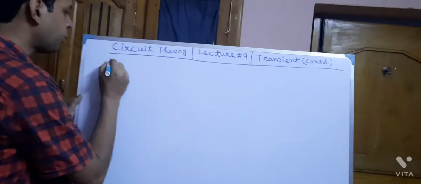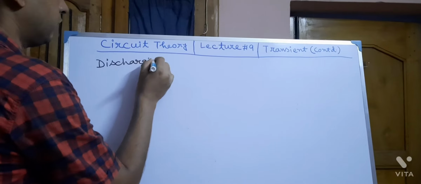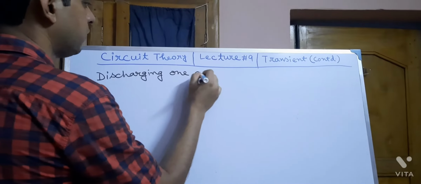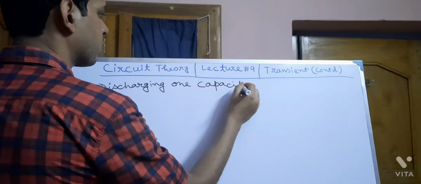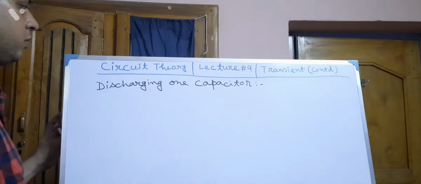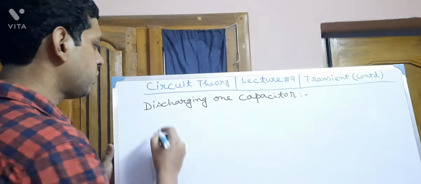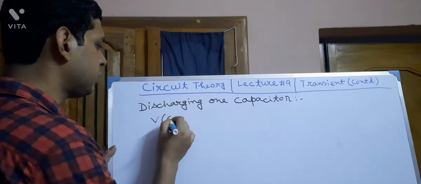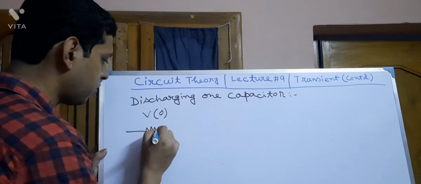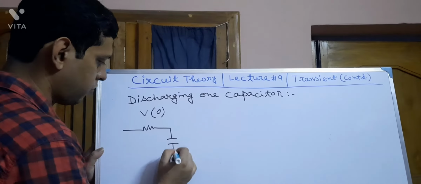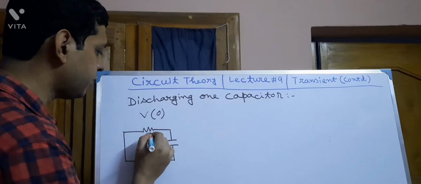Let us discuss discharging a capacitor. Now, this is possible only when the capacitor is charged. So, there is an initial voltage across the capacitor. Let us take that as V0. Now, we have to short this combination of R and C.